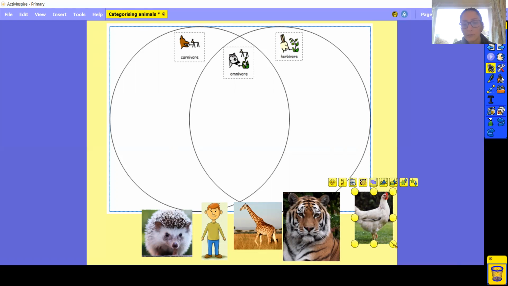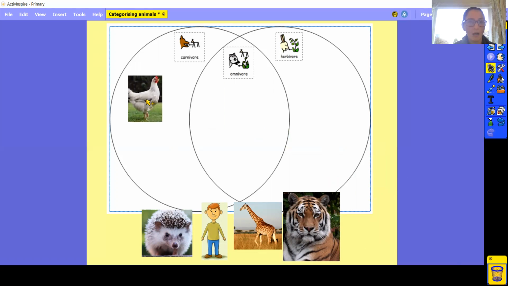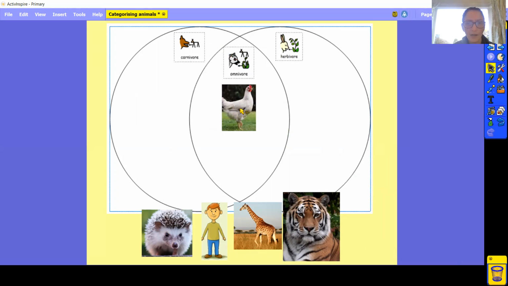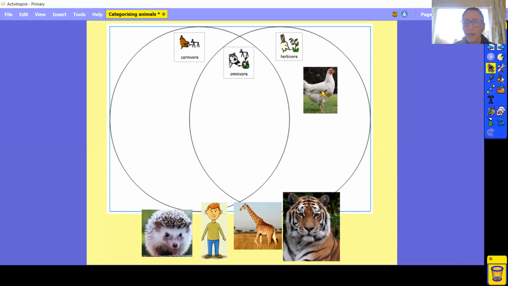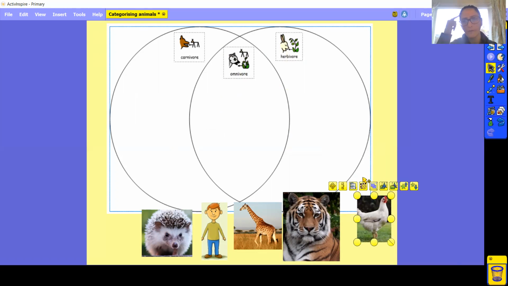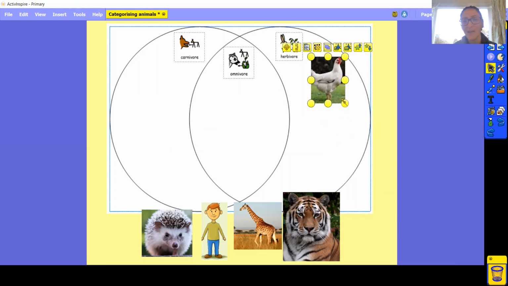So let's do this one together. We've got a chicken, okay? So is it a carnivore? Is it an omnivore? Or is it a herbivore? Let's have a think. You have a think what you think a chicken might be sorted into. Yes, a chicken is obviously a herbivore. Yes, it would only eat plants, it would only eat grass or things like that.